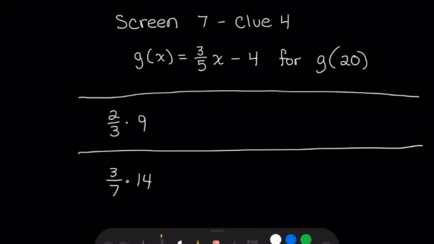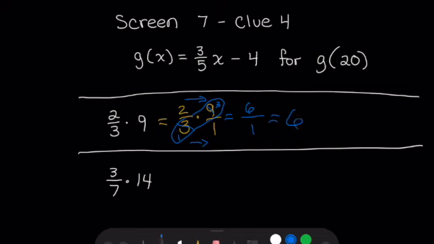This one, screen 7, clue 4, I am going to just practice multiplying with fractions for a second. Remember, when I'm multiplying by a fraction, I would do 2/3 and I would change that 9 to a fraction. Then remember that I can simplify diagonally. So I can look at the 3 and the 9, and 3 goes into 9 3 times. And then I just multiply straight across. So 2 times 3 is 6. 1 times 1 is 1. So my answer is 6.